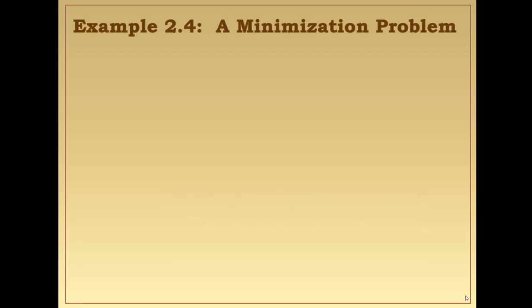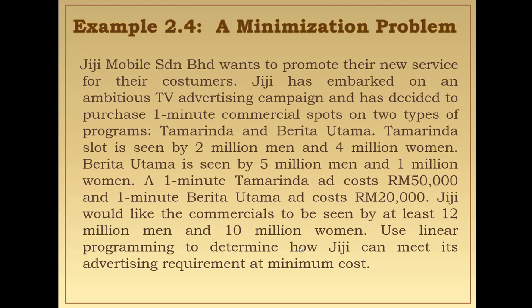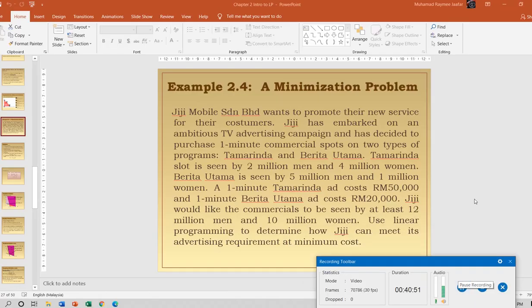Kalau tengok pada modul, minimization problem example 2.4. Okay, go to example 2.4 minimization problem. Cuba baca and try to formulate the model. Try to determine the decision variables, find x1 and x2, and then get all the constraints. Type of program.